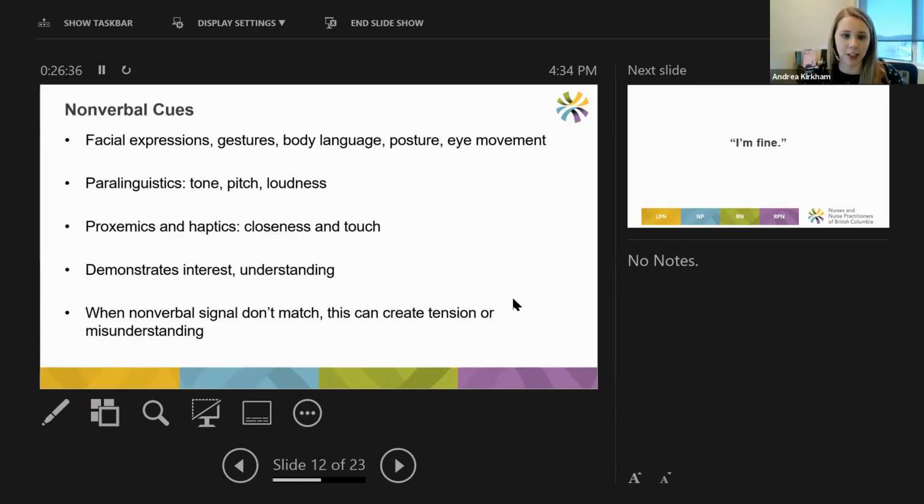Demonstrates interest and understanding. And ultimately, when nonverbal signals don't match, this is what creates tension or misunderstanding. The easiest example for this one would be if you're on a date and someone's really into it and someone's not, and the person reaches out because they want to hold your hand and then you don't, and then it's kind of awkward. Well, that's a bit of tension right there. Or it could lead to misunderstanding, ultimately a miscommunication, in which case you could choose to rectify it or not.